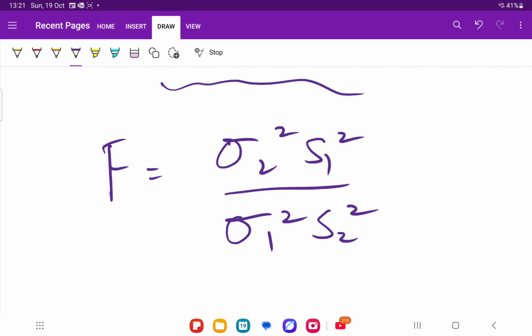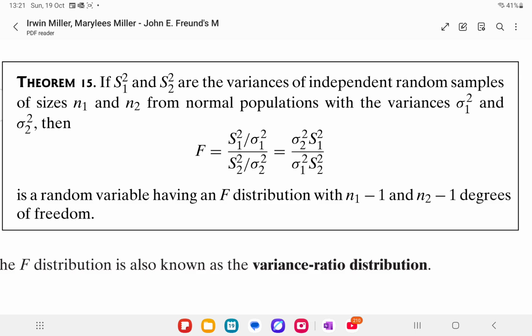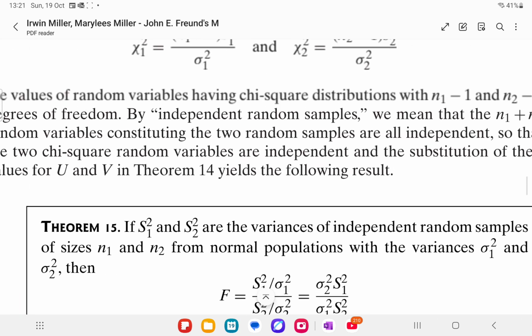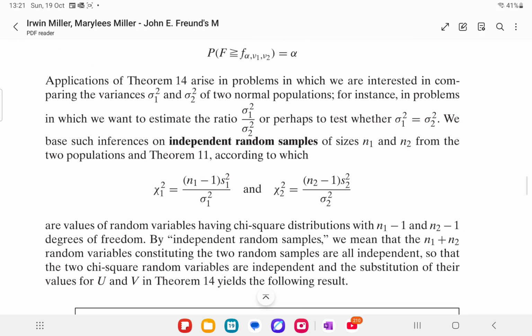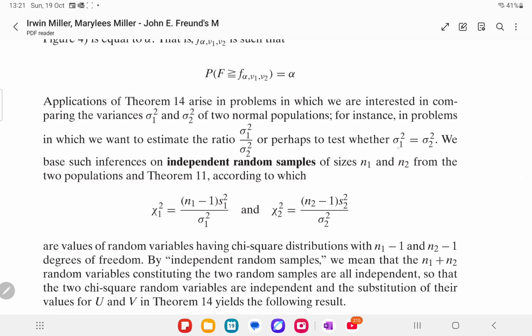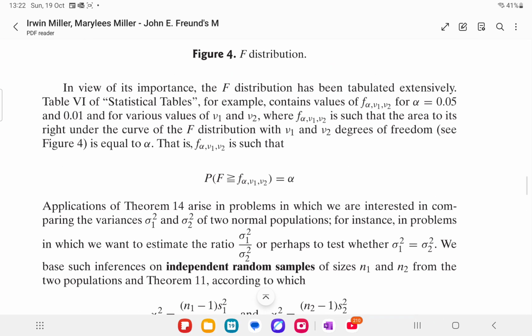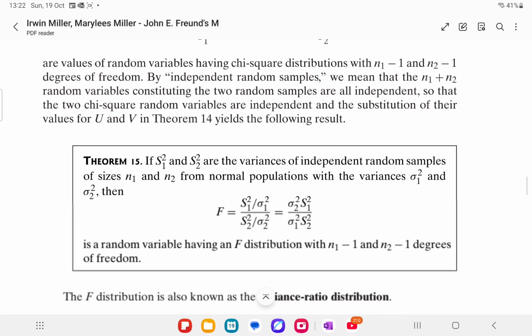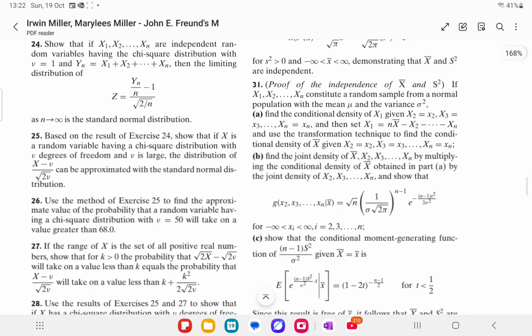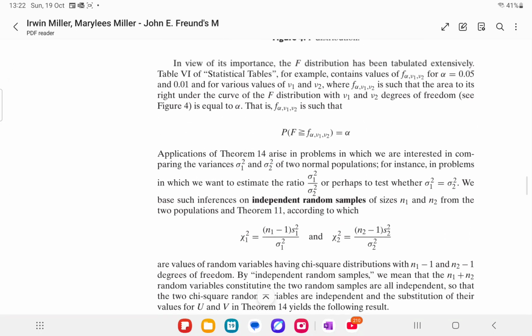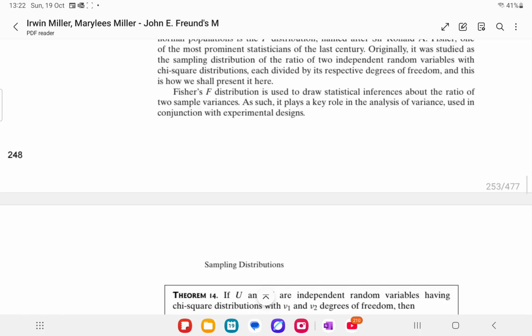Okay, that is the F distribution. Here, if both of the sigmas are equal, then of course it should be S1 square over S2 square, because if both variances are equal, we are remaining with S1 square over S2 square. That is the F distribution.